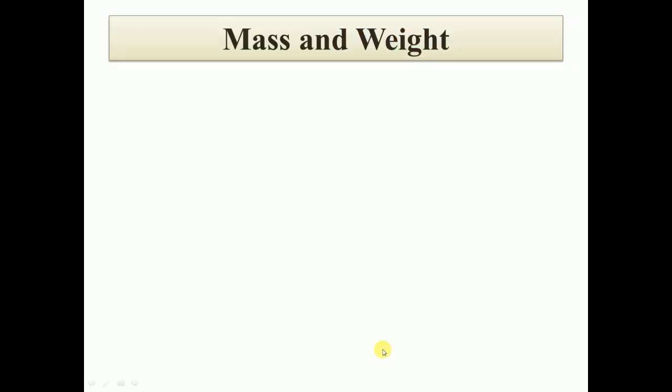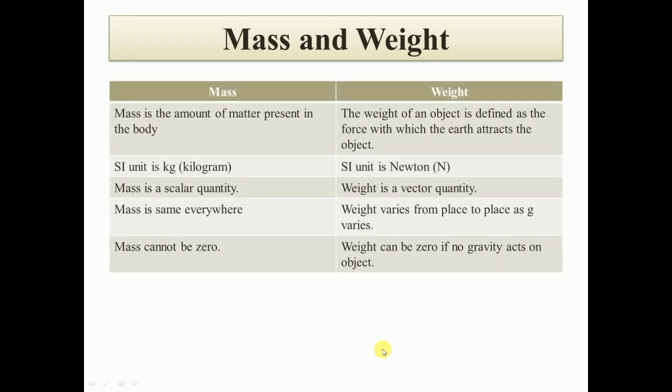Now we will compare both mass and weight. This is the table I have created. You can just note it down. This is the difference between mass and weight, mostly coming in the exams for 2 to 3 marks. I have written both the definitions in the first column. Mass is the amount of matter present in the body, and weight of an object is defined as the force with which the earth attracts the object.